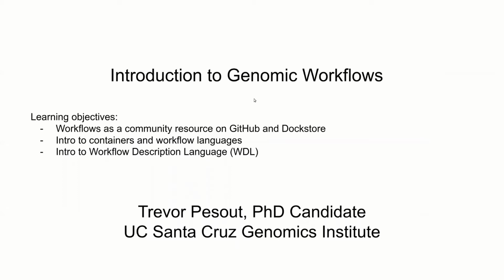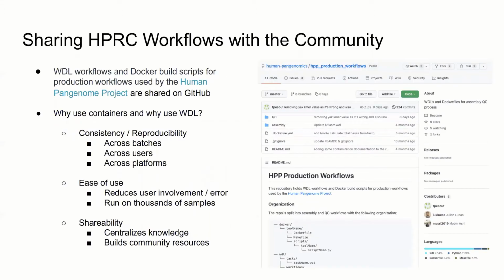I'll start by motivating why workflows are important, go through the architecture of a workflow, and finish by walking you through the process of building and running your first workflow. The HPRC has developed a collection of workflows used to generate and evaluate the assemblies which are building the human pangenome. The code for these workflows is available on GitHub and on a workflow hosting platform called DockStore.